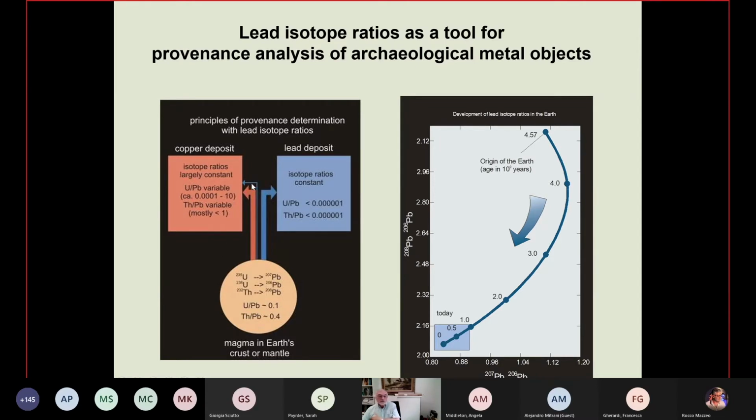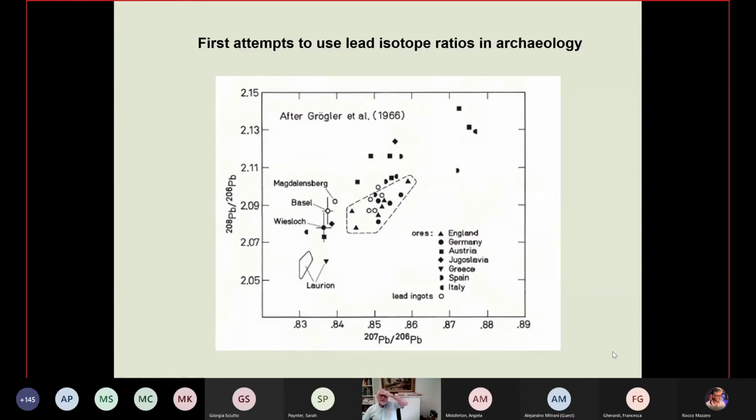The problem is that copper deposits often contain enough lead to have a similar situation, that the lead isotope ratios are frozen in, but very often they have very low lead concentration, and that presents a slight complication. And I will talk about this a little more. Now, you see the 2 first papers on the application of lead isotope ratios in archaeology. One is by Brill and one is by my good old friend Grögler, who was working in Bern in Switzerland.